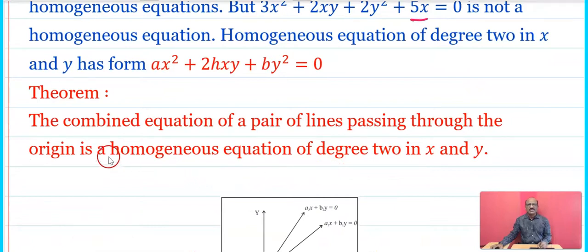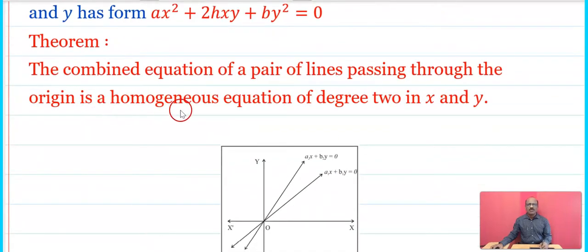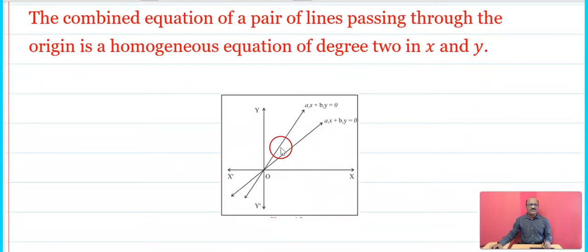Now the theorem: the combined equation of a pair of lines passing through the origin is a homogeneous equation of degree 2 in x and y. When we combine the equations, whatever equation is formed will be of degree 2 in x and y. This is the meaning of this theorem. Now see this in the figure: a1x plus b1y equals 0.